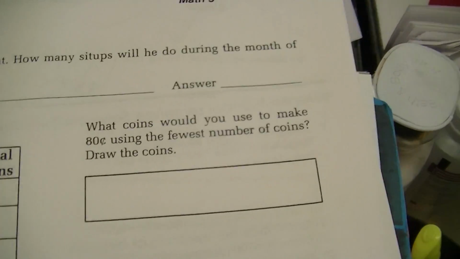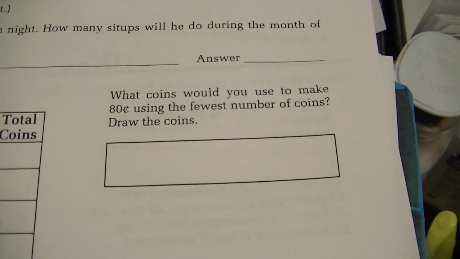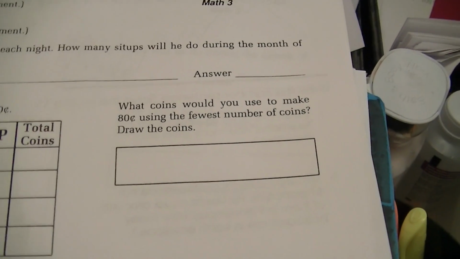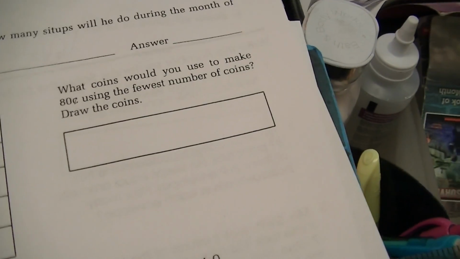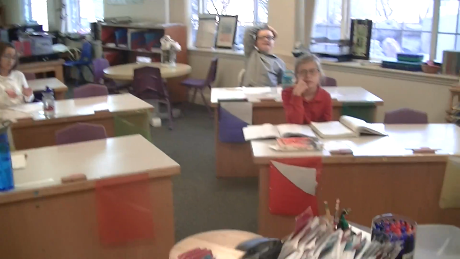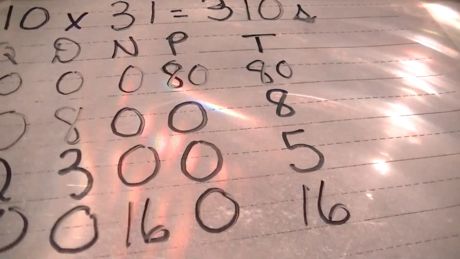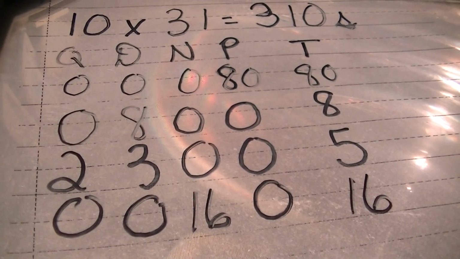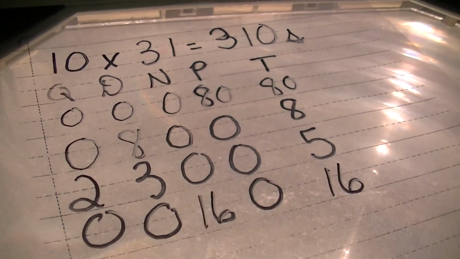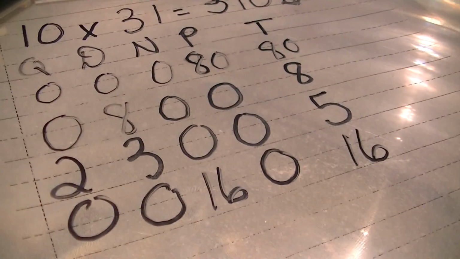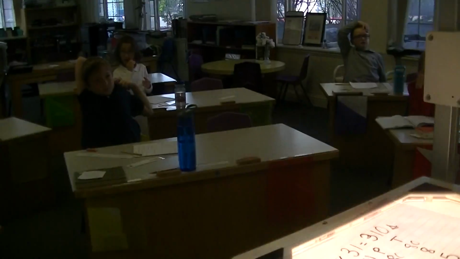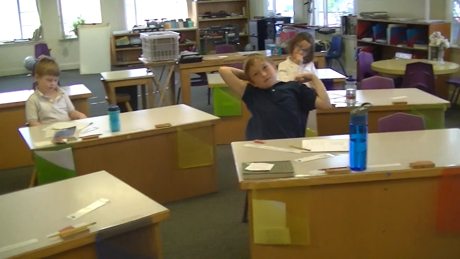It says, what coins would you use to make 80 cents using the fewest number of coins? Now, Ben was on to something. Ben only used 5 coins. He did 2 quarters and 3 dimes, and he got 80 cents. But is that the least amount of coins you could use? No. It's not. Ben, what is the least amount of coins you would use to make 80 cents?